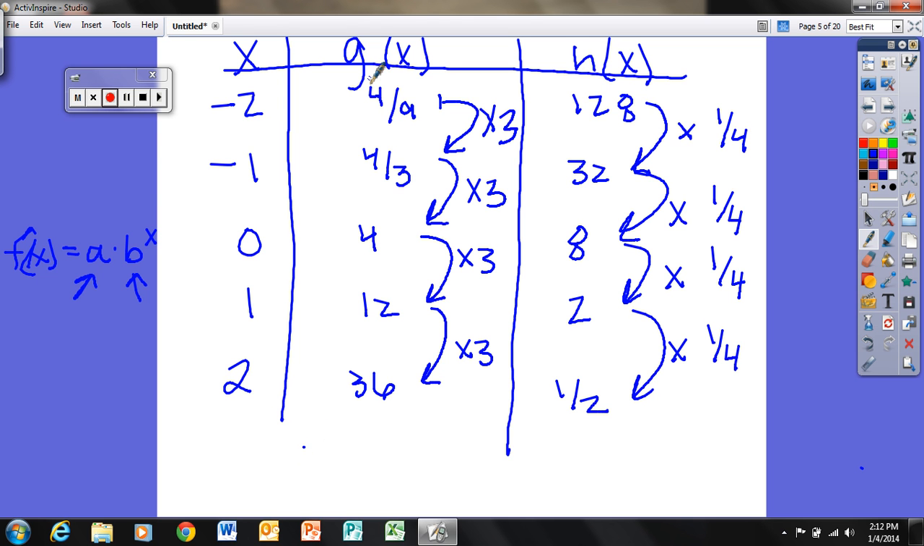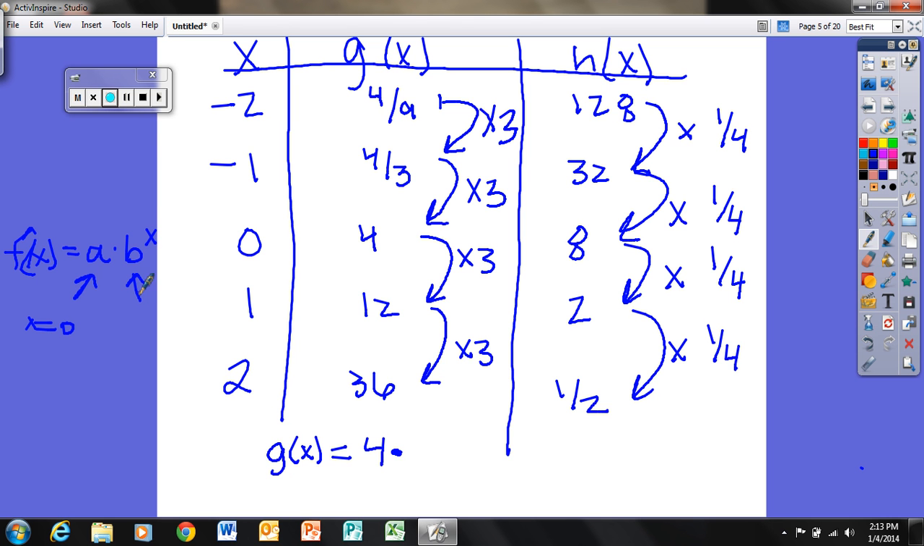In order to do g of x, I'm going to write g of x is equal to, what's my initial value? Well, if you look back in your notes, we said that the initial value is what happens when x is equal to 0. So I look back at my table and I say, okay, x is equal to 0 here. The initial value must be 4. So my a value in this case is 4.